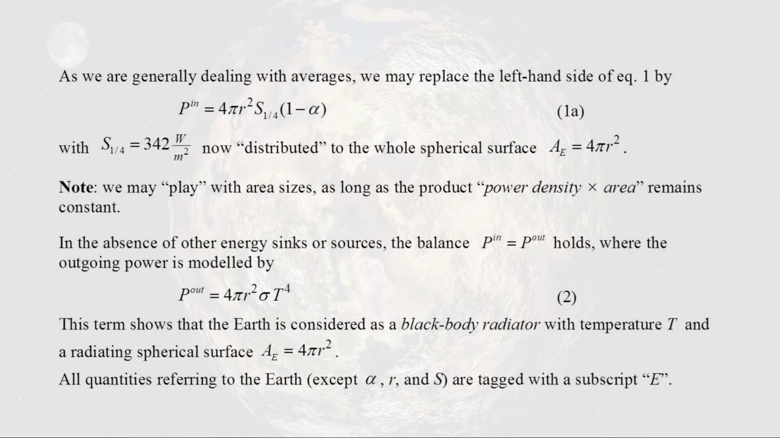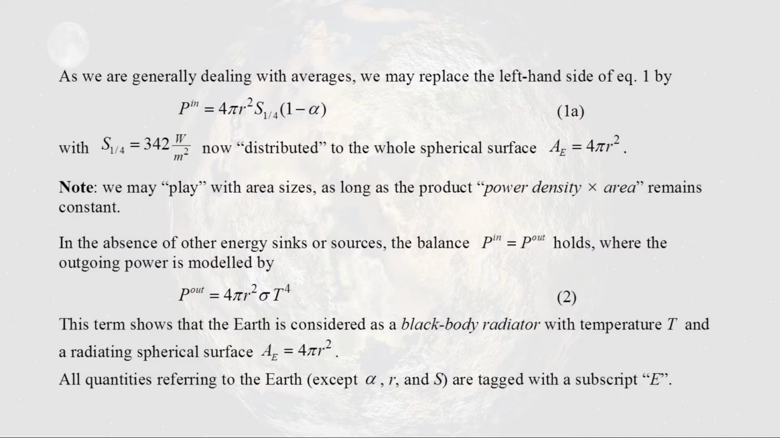As we are generally dealing with averages, we may replace the left-hand side of equation 1 by power in equals 4 pi r squared times S/4 times (1 minus alpha). With the fourth part of the solar constant, S/4, now distributed to the whole spherical surface, 4 pi r squared. Note, we may play with area sizes as long as the product power density times area remains constant.